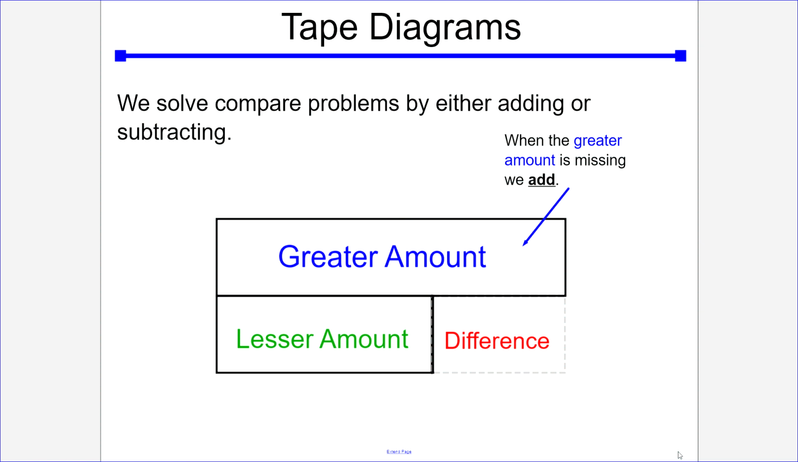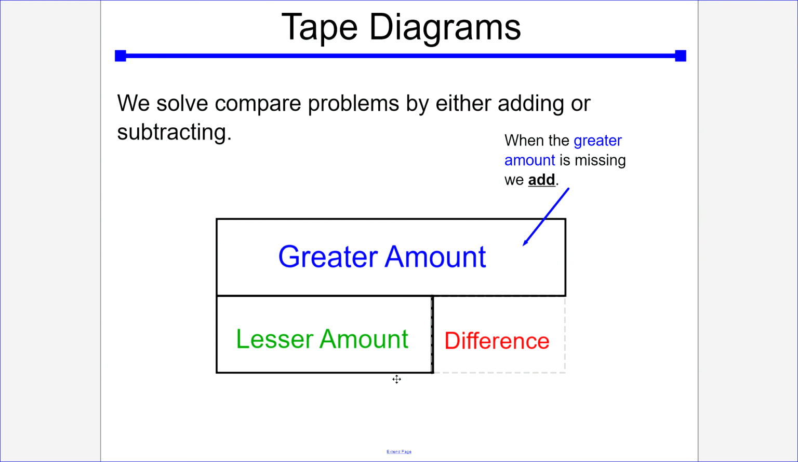Here is an example of a tape diagram with the greater amount on top, lesser amount on bottom, and the difference in the bottom as well. Remember, we always put the difference in this section with this dotted line because the difference isn't a real amount. It's simply the difference or distance between the greater amount and lesser amount.